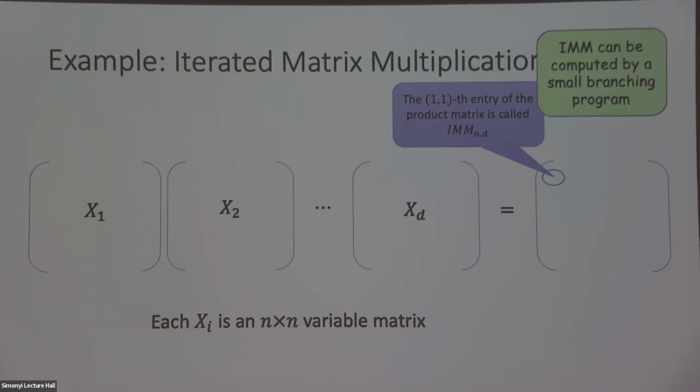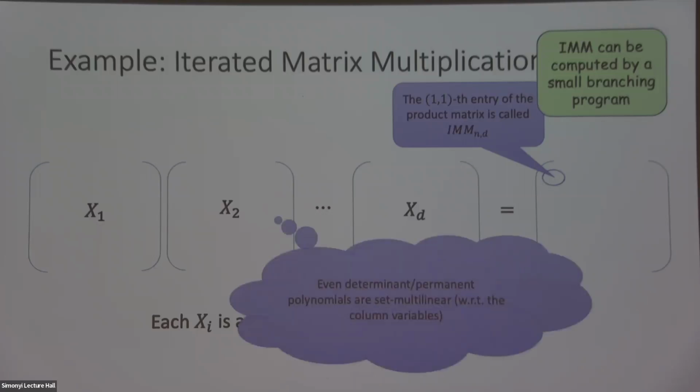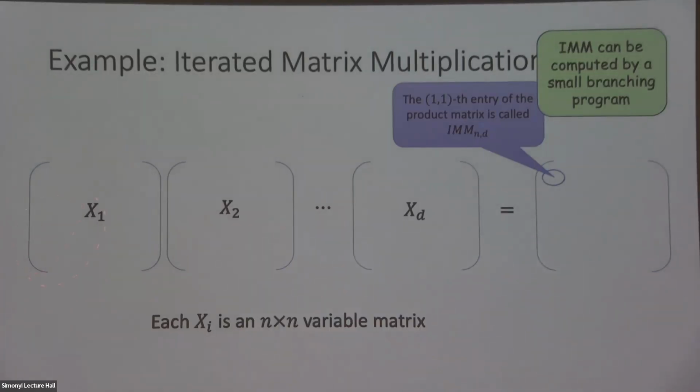It can be observed that this polynomial can also be computed by a small branching program. So if you have D matrices, you can think of D layers in the branching program. So the edges going between the first layer of nodes and second layer have variables only appearing from x1. The second layer has variables only appearing from x2. The last layer has variables only appearing from xd, and the product of these matrices can be seen easily. You can draw it if you want. Let's draw it.